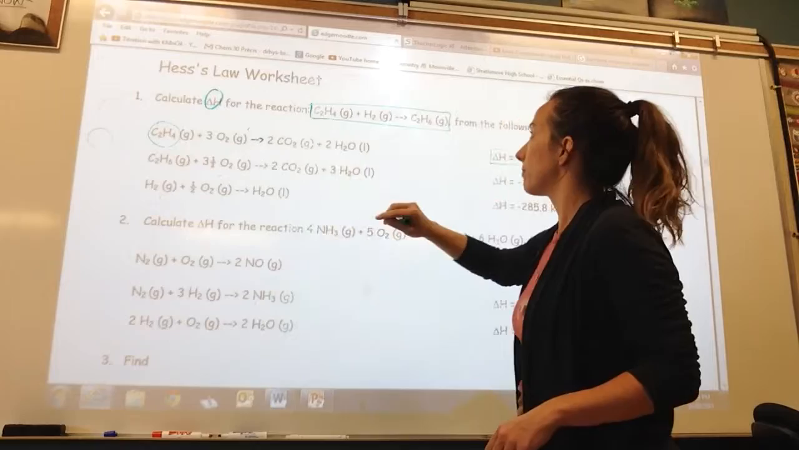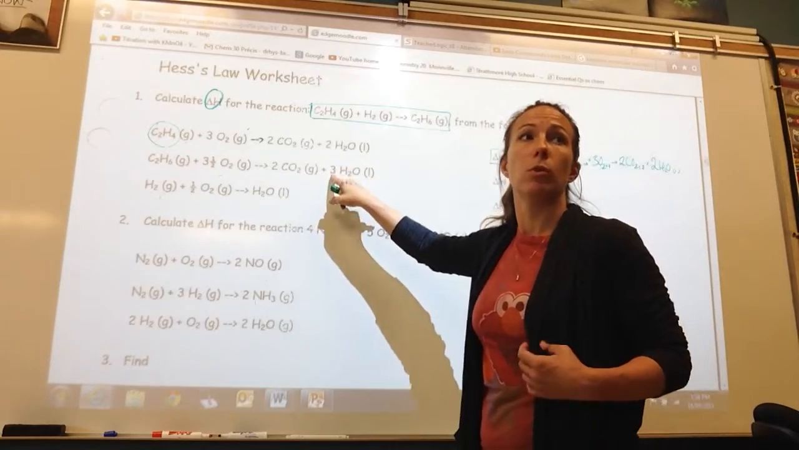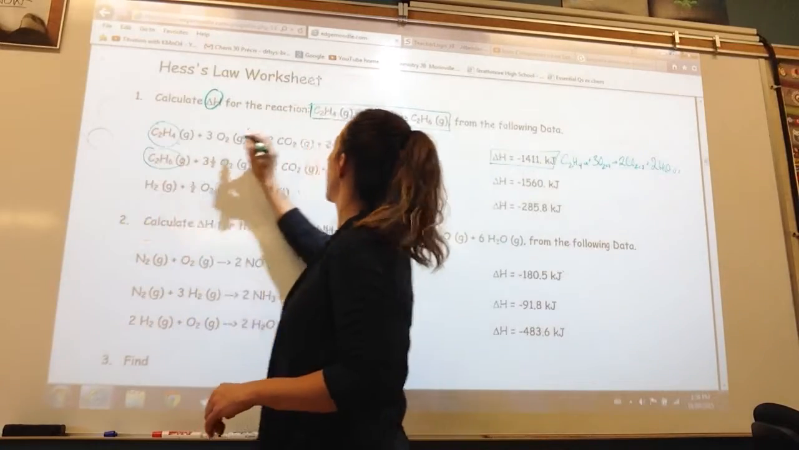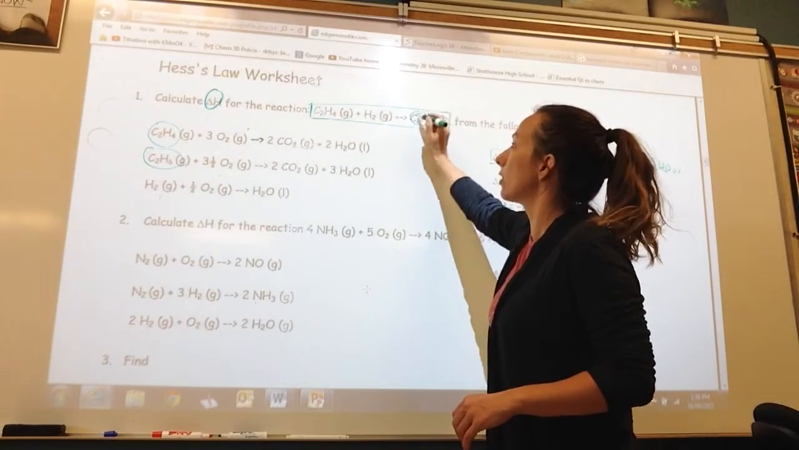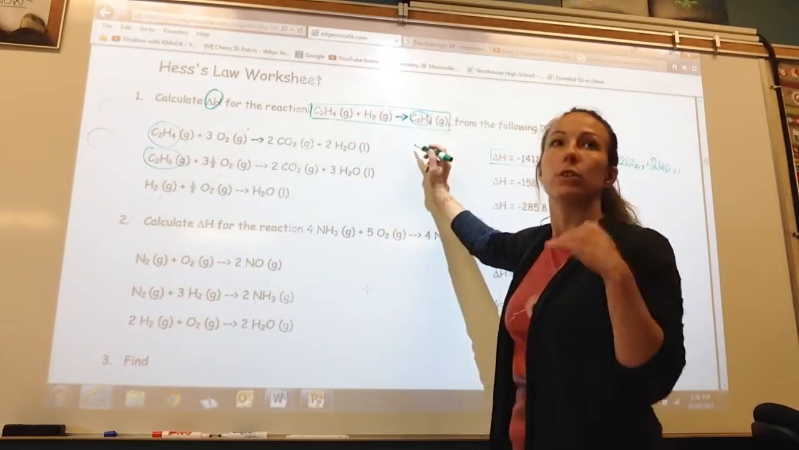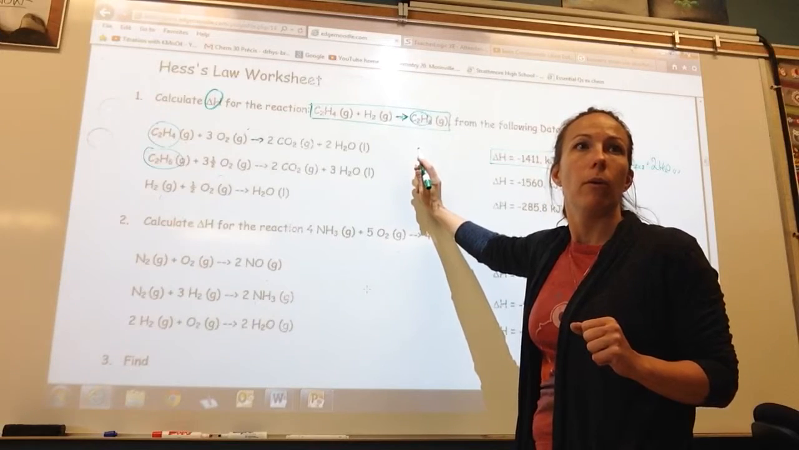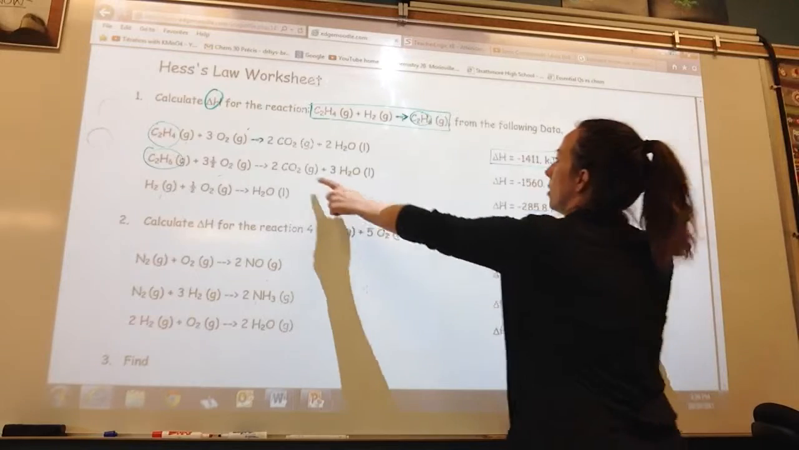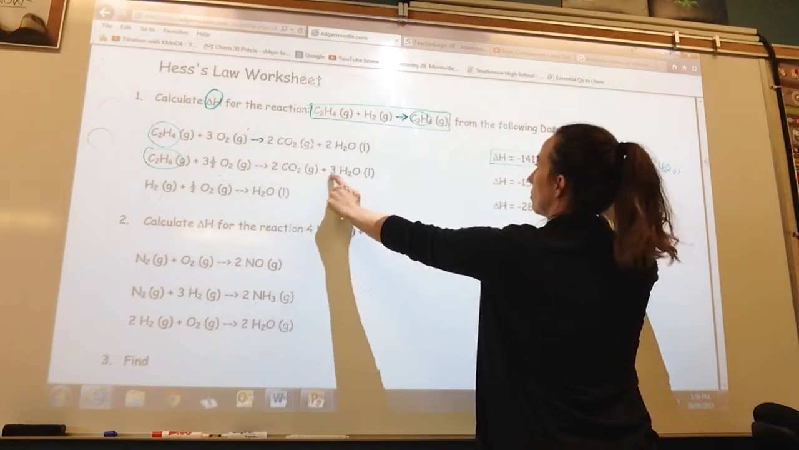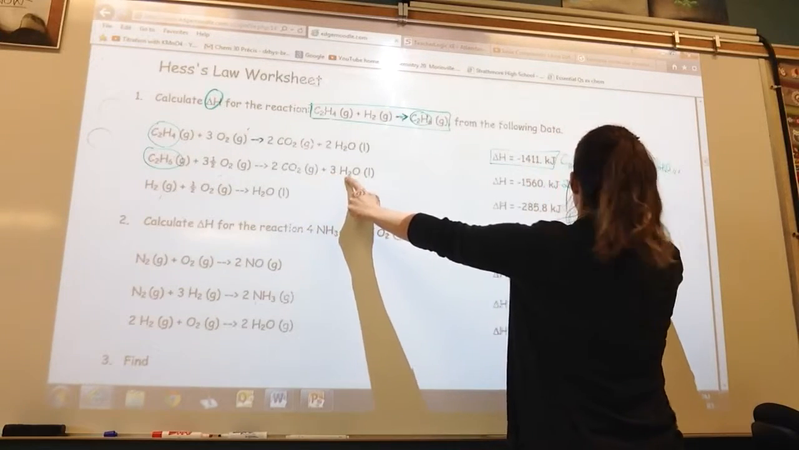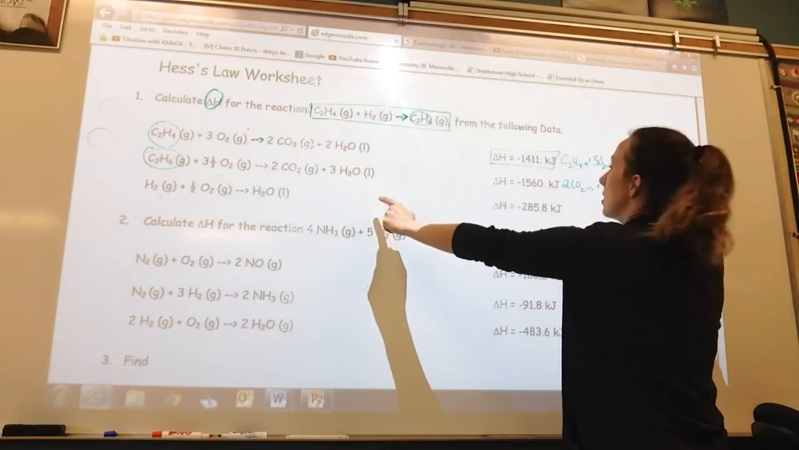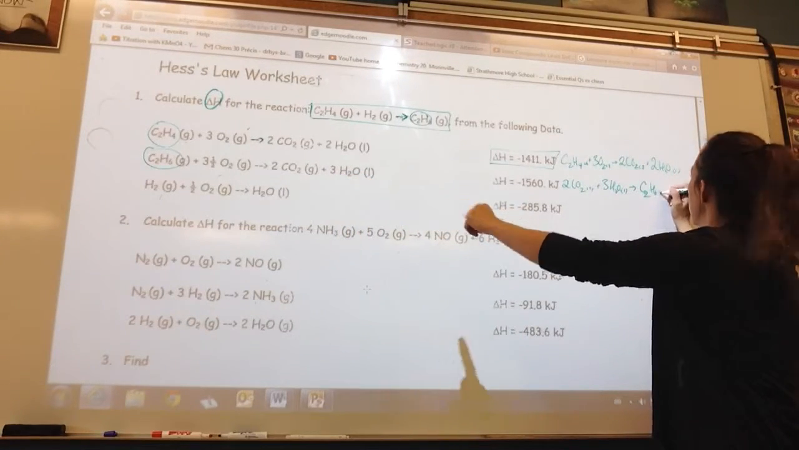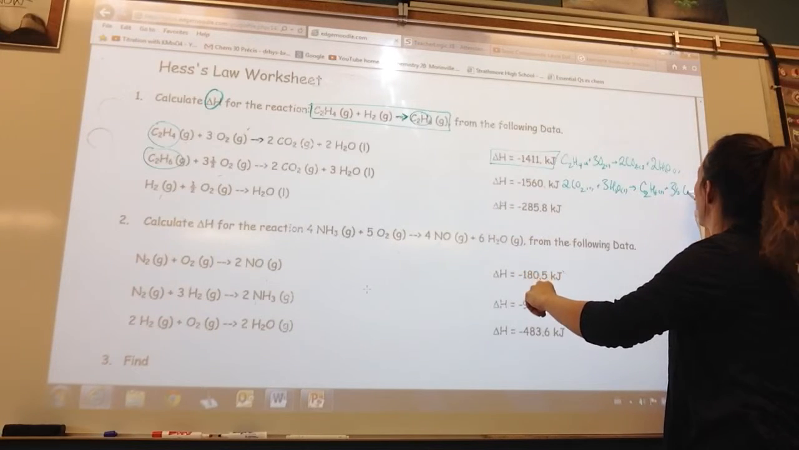Okay, what about this one? What's our star pupil in this one? C2H6. Where is it? Over here. Oh no, on the other side of the arrow. What do I need to do? Flip it. So I'm going to write down 2 CO2 gases plus 3 H2O liquids goes to C2H6 gas and 3 halves of an O2.